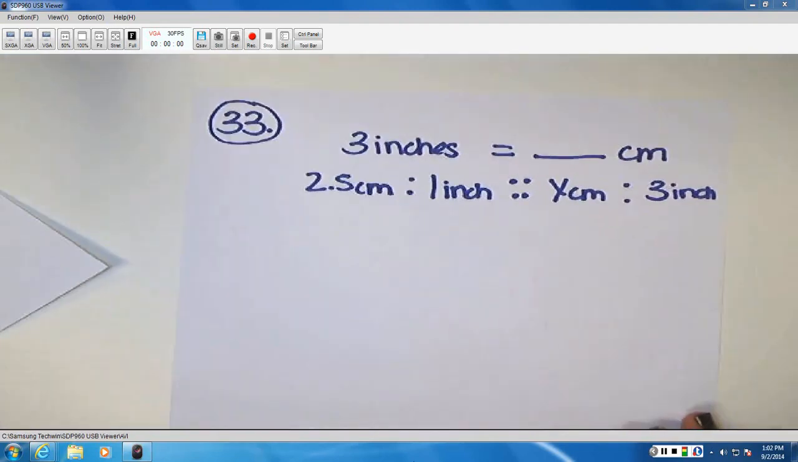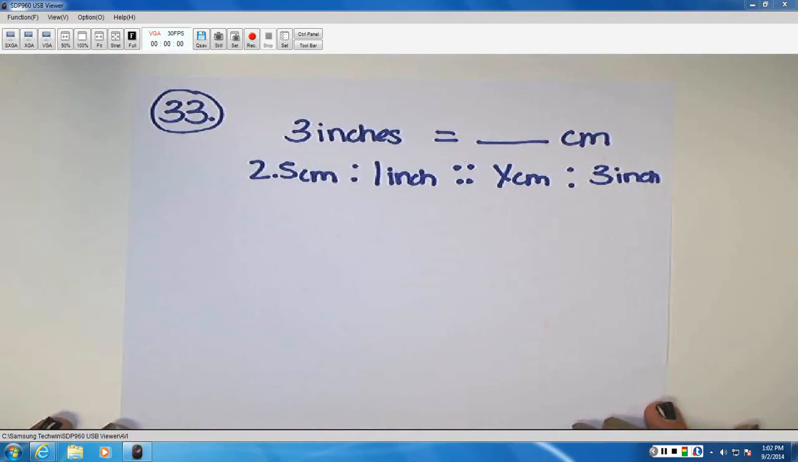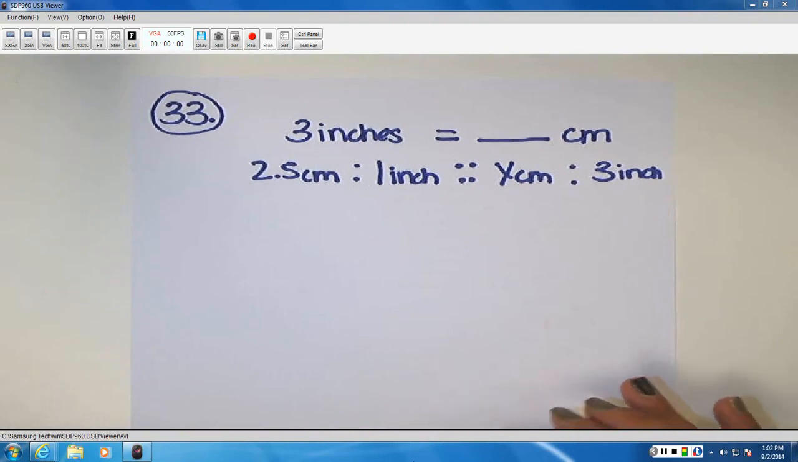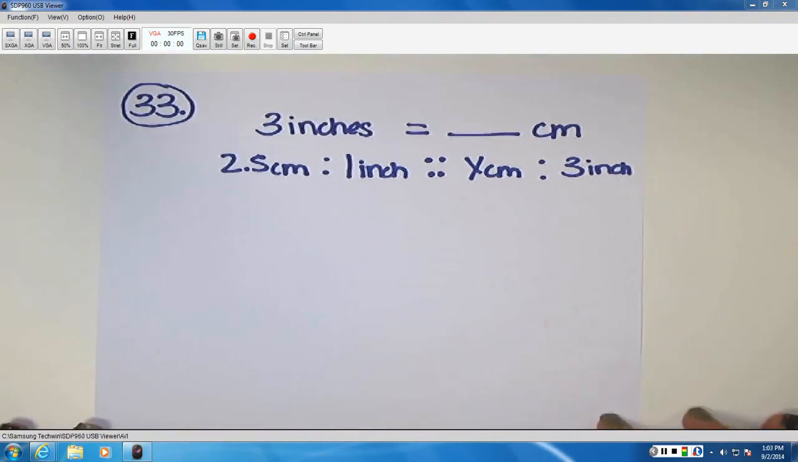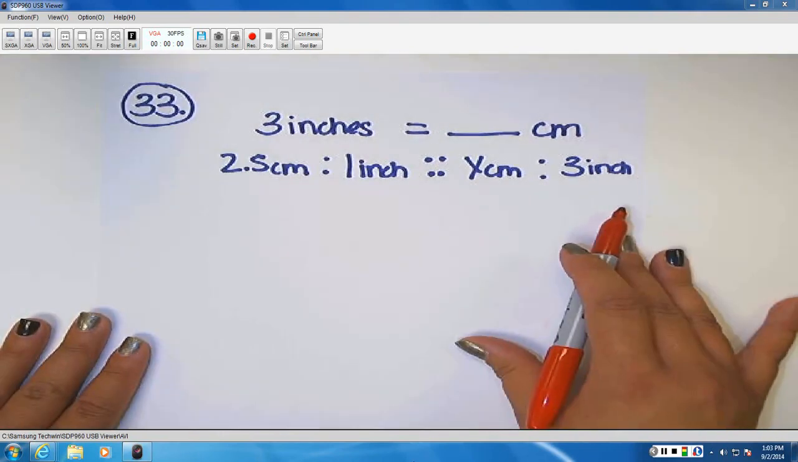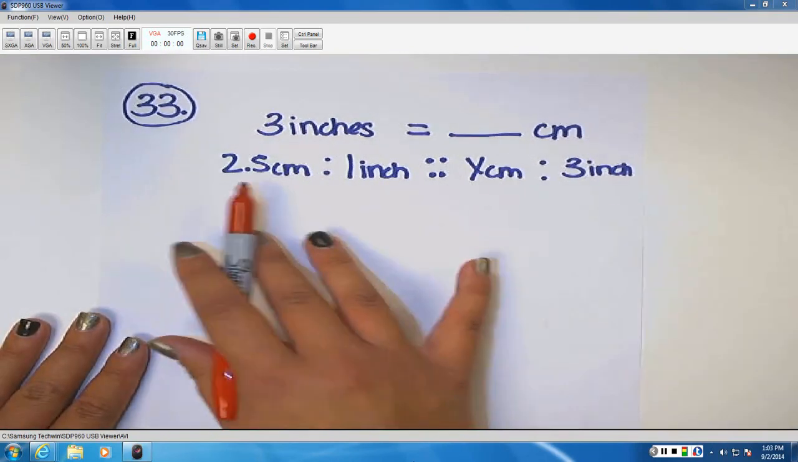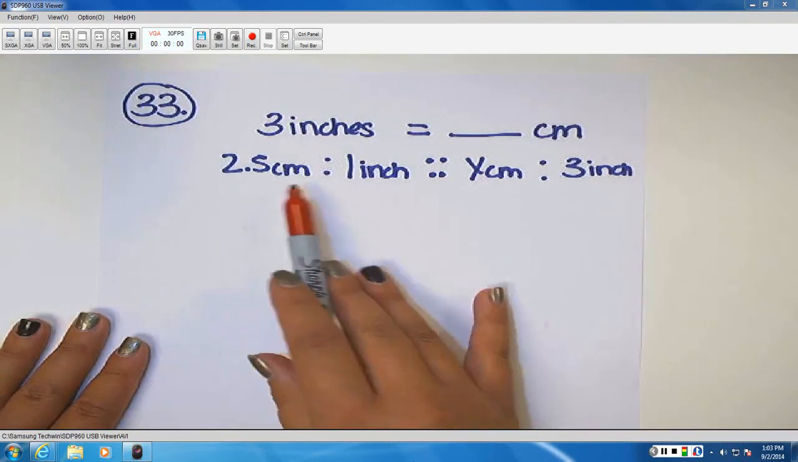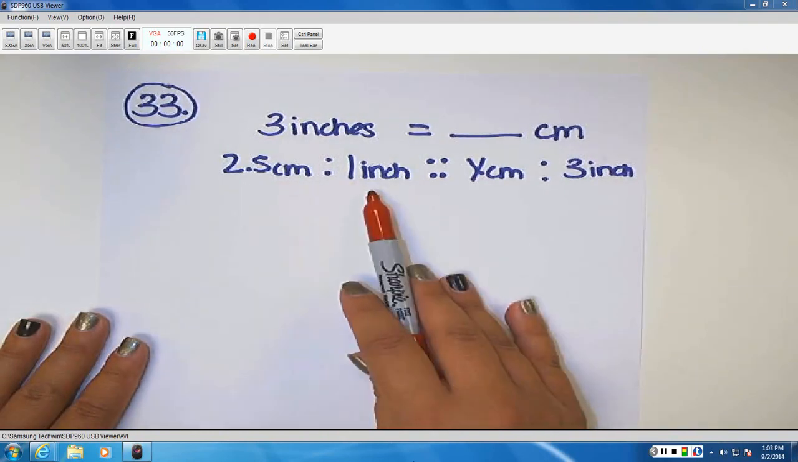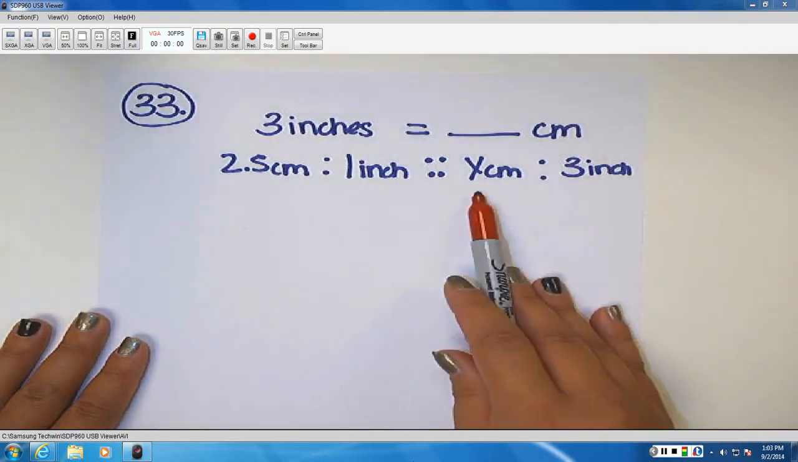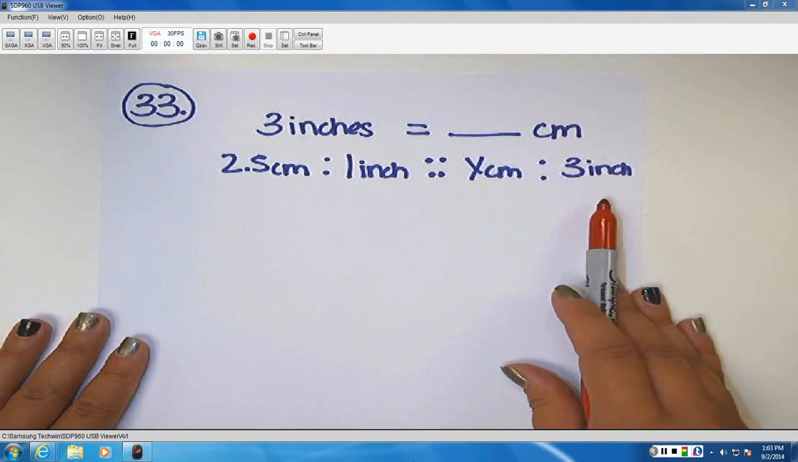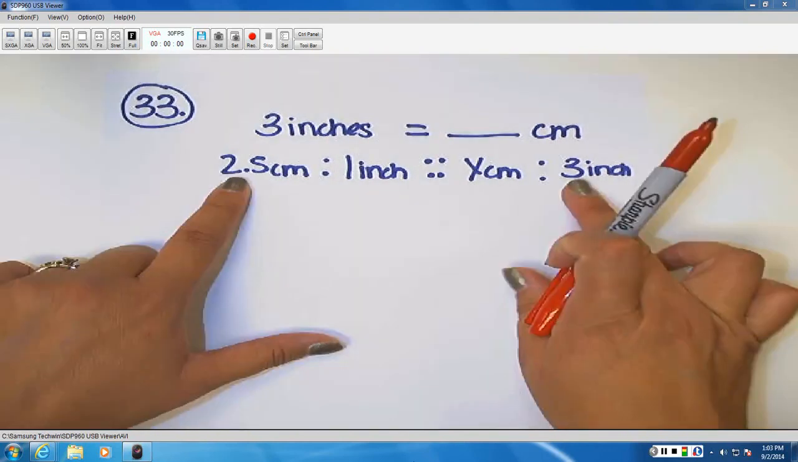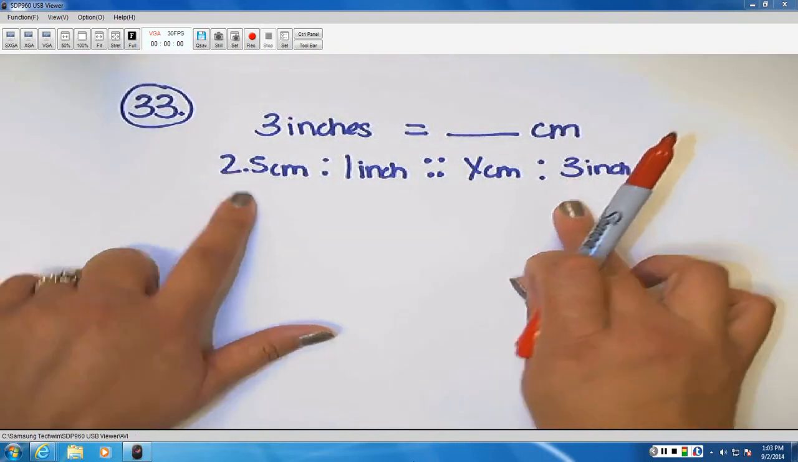The next one that we'll do is number 33 from the worksheet. And this is from the back side, I believe, of that worksheet. This is 3 inches equals how many centimeters? So again, I've set up my proportion already for you. I know what is known is 2.5 centimeters equals 1 inch. What is unknown is how many centimeters equals 3 inches. So we'll do our work. We're going to take our outer numbers and multiply them.